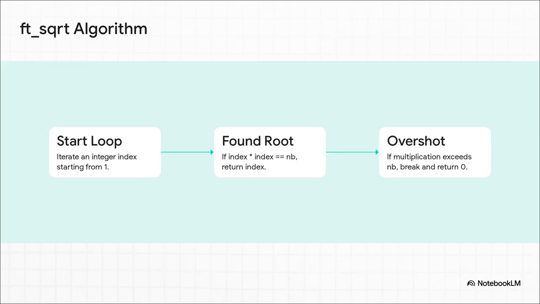Super clean. Then we hit exercise 05, ft_sqrt, where we have to find an integer square root. And the catch? No external math libraries allowed. We're building this from scratch. So here's a foolproof 3-step algorithm for you. Step 1. Start a simple integer loop beginning at 1. Step 2. Multiply that index by itself. If the index times the index exactly equals your target number, boom, you found the square root. You just return the index. But step 3, if index times index grows larger than your target number, you've gone too far. You overshot it. Break that loop immediately and return 0.